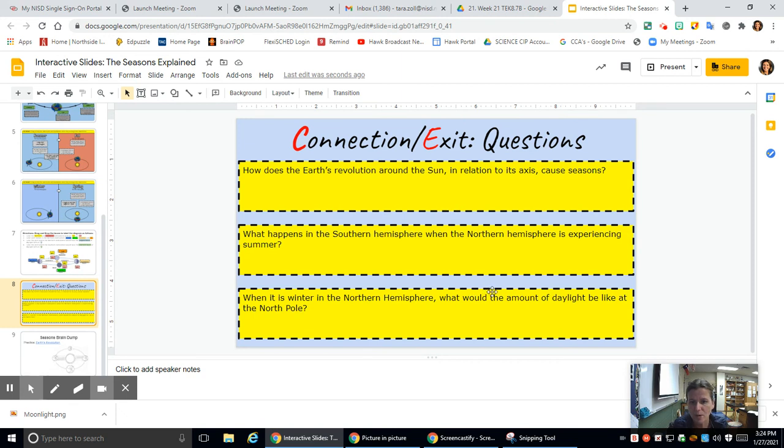When it's winter in the northern hemisphere, what would the amount of daylight be like in the North Pole? So in the northern hemisphere, if it's winter, our northern hemisphere is tilted away from the sun. We're getting indirect sunlight, so the daylight would be short and your nighttime would be longer.